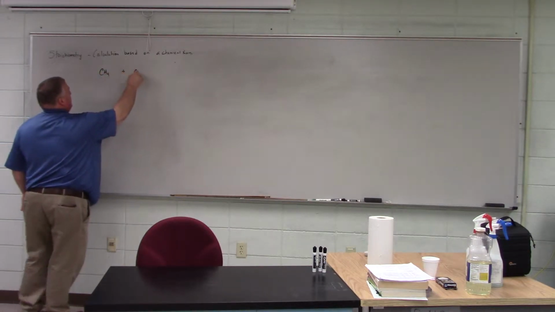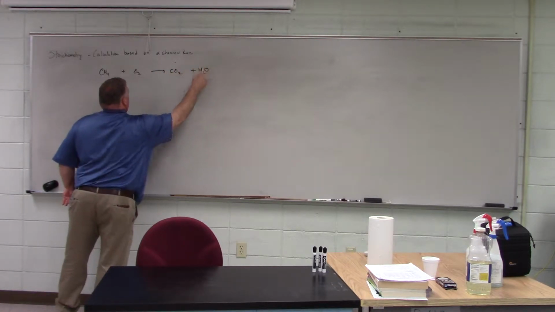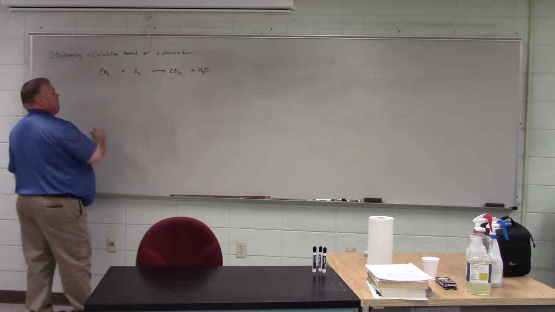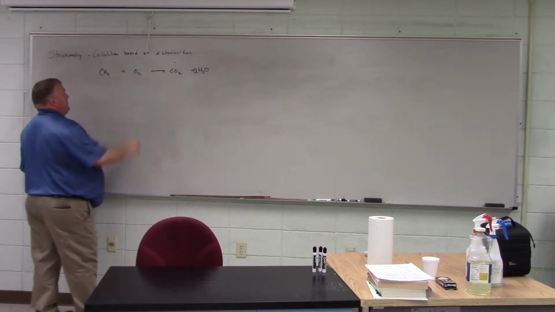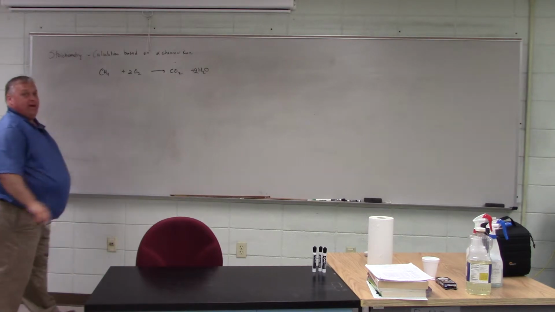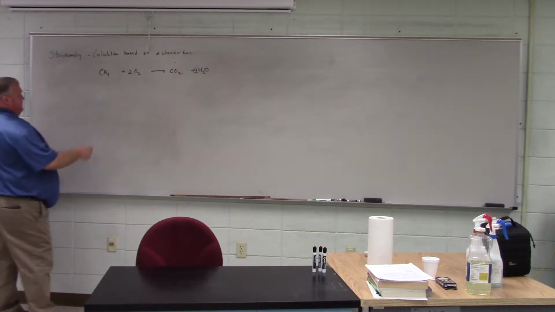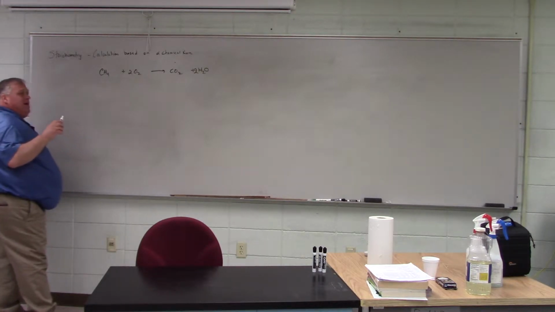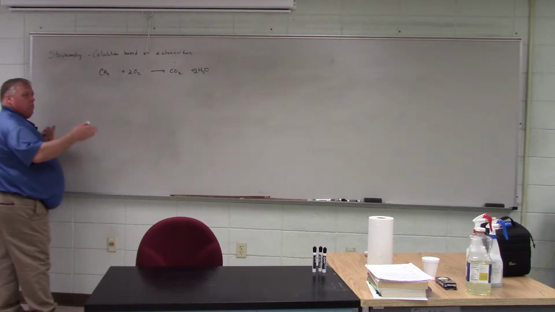CH4 plus O2 gives us CO2 plus H2O. We've got one carbon on both sides. We need to put a 2 here so that we balance out our hydrogens, and a 2 here that we balance out our oxygens. Now, when we look at stoichiometry, we can look at it in terms of a way to convert from grams to moles to moles to grams.